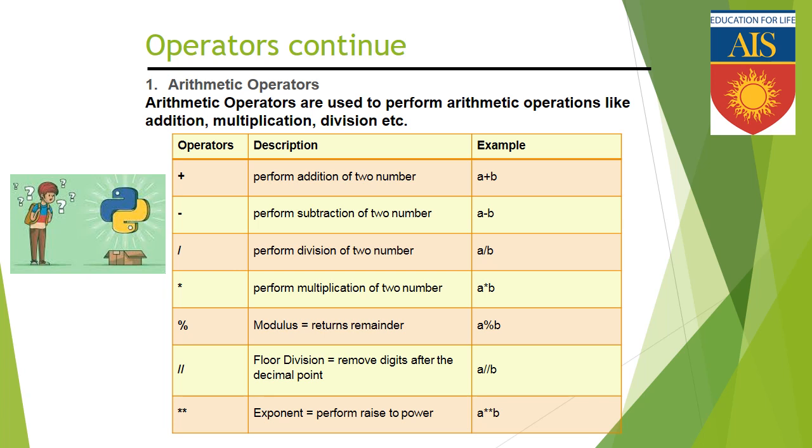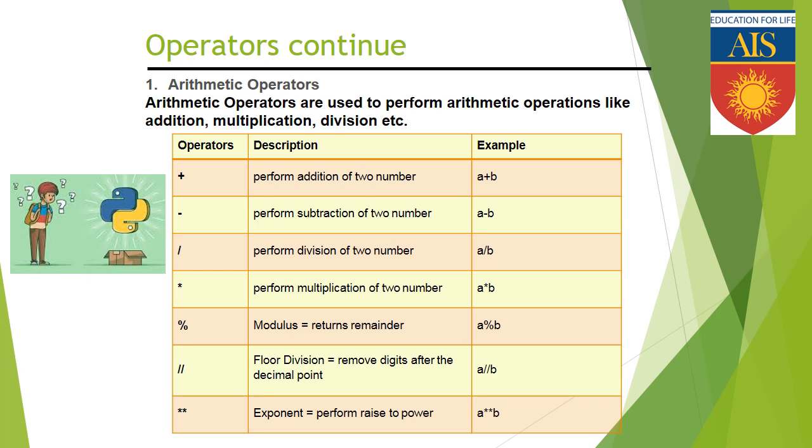Arithmetic operator. Arithmetic operators are used to perform arithmetic operations like addition, multiplication, division, etc. Just follow the table over here. We can see operator, description and their examples. So number 1, that is plus, it performs addition of two numbers. Example, you can see a plus b. Next is subtraction, it performs subtraction of two numbers. Example is a minus b. Next one is for the division, it performs the division of two numbers, that is a slash b. Next one, that asterisk, it is for the multiplication, it performs multiplication of two numbers, a into b.